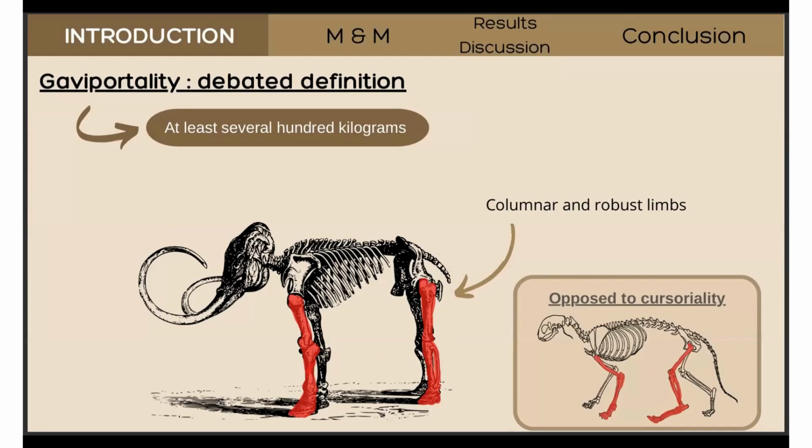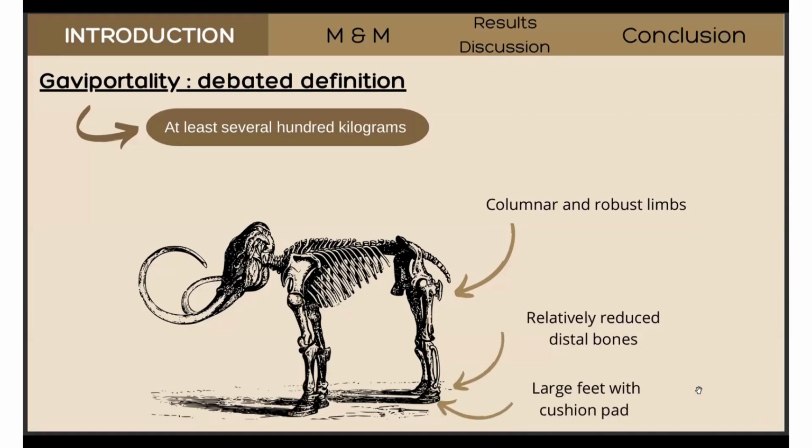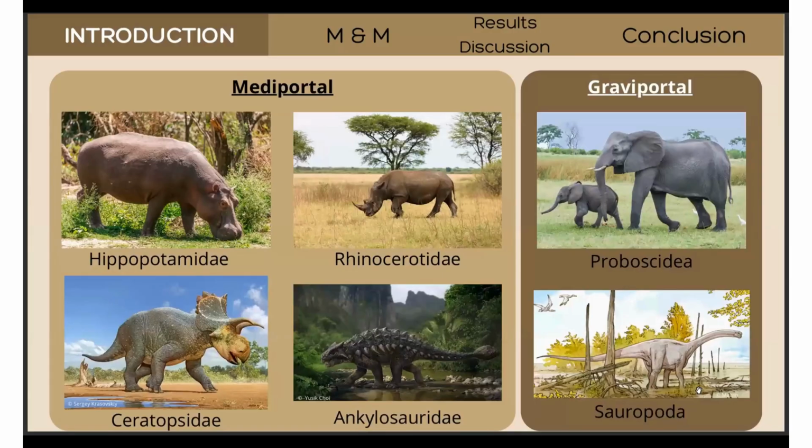A graviportal taxon must weigh at least several hundred kilograms and have columnar and robust limbs. Columnar limbs are limbs that are aligned vertically under the body, like you can see right here, as opposed to the flexed limb of cursorial taxa. They also have relatively reduced distal bones as well as large feet with cushion pads. Today I will concentrate on the model group of the true graviportal taxa, which are proboscideans.